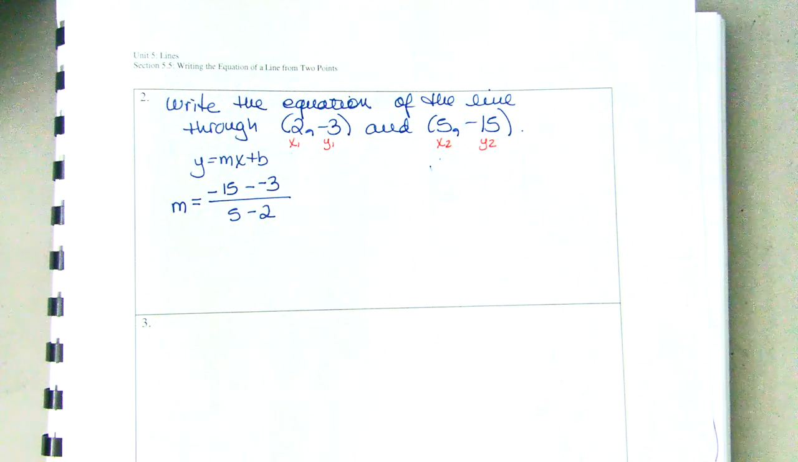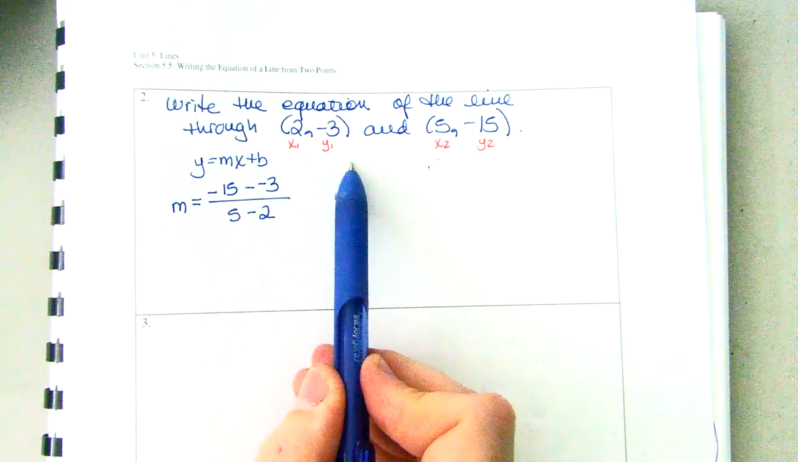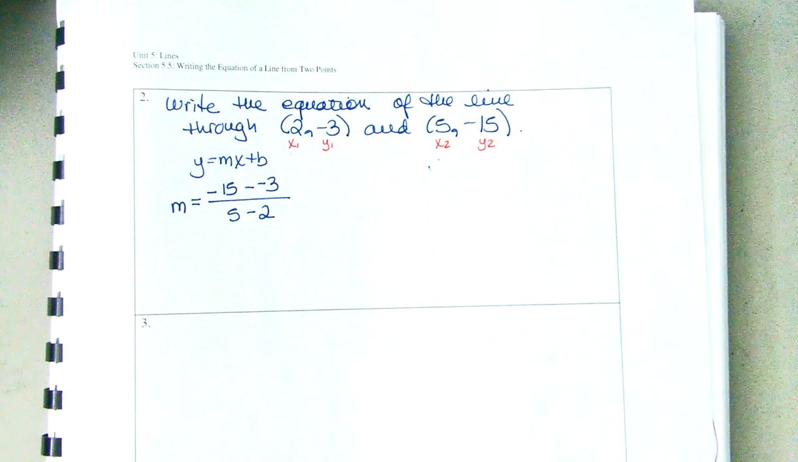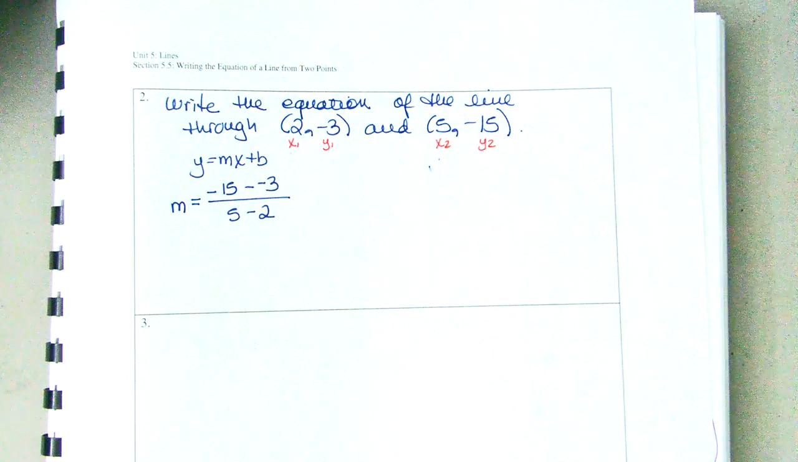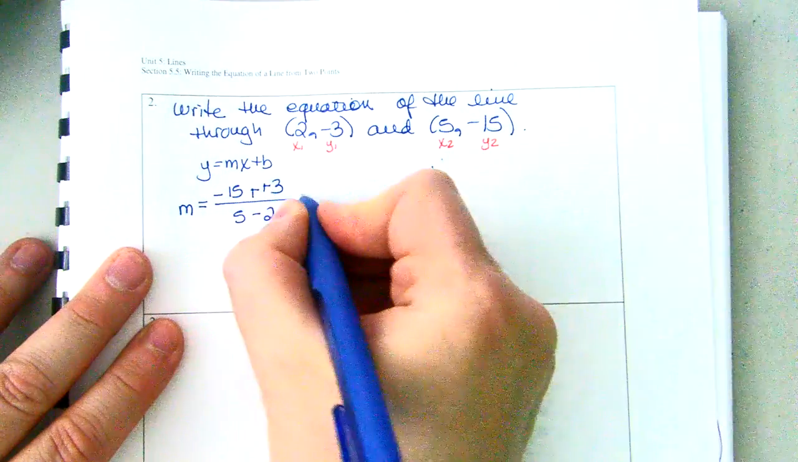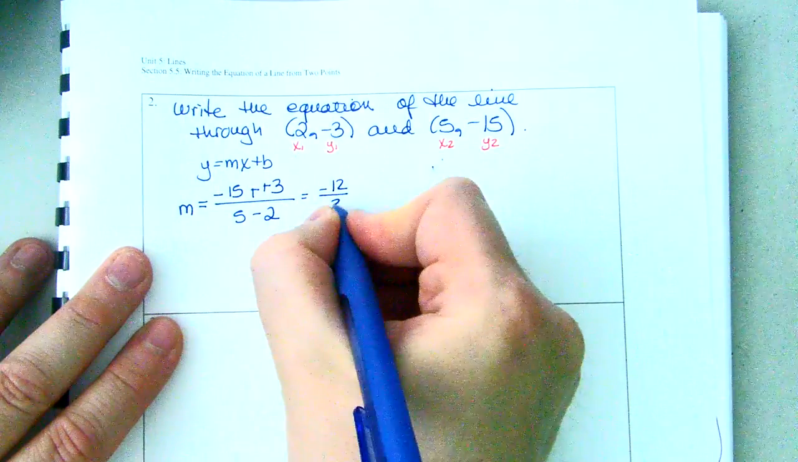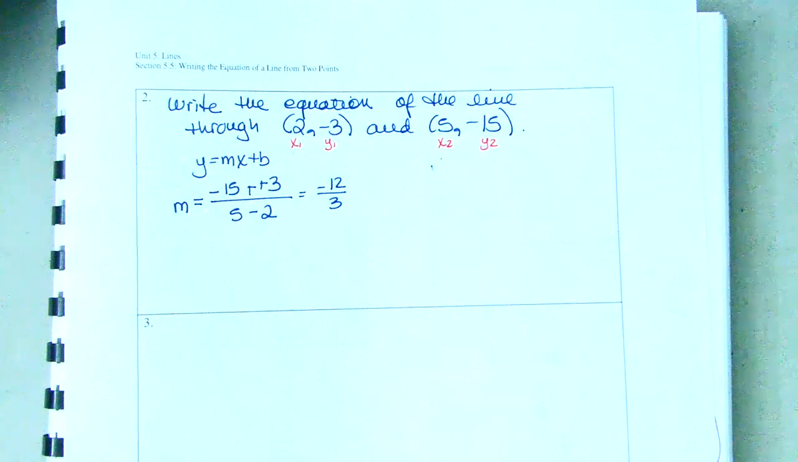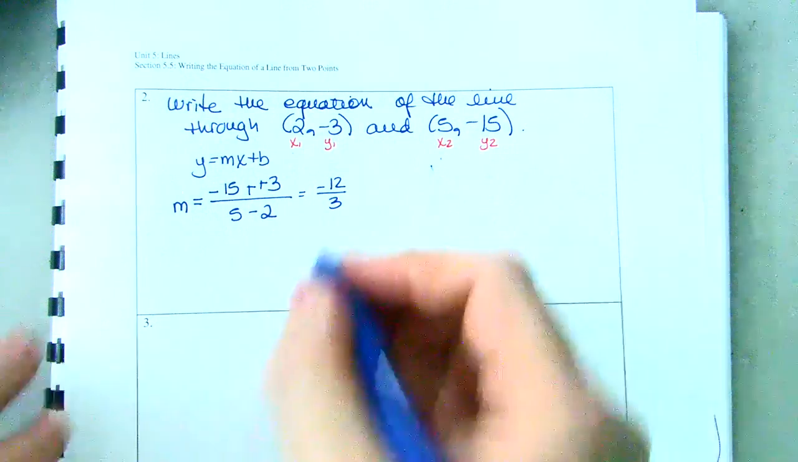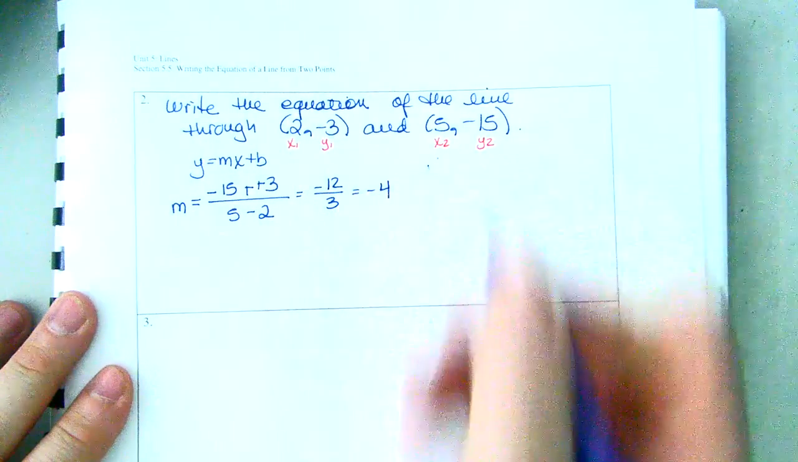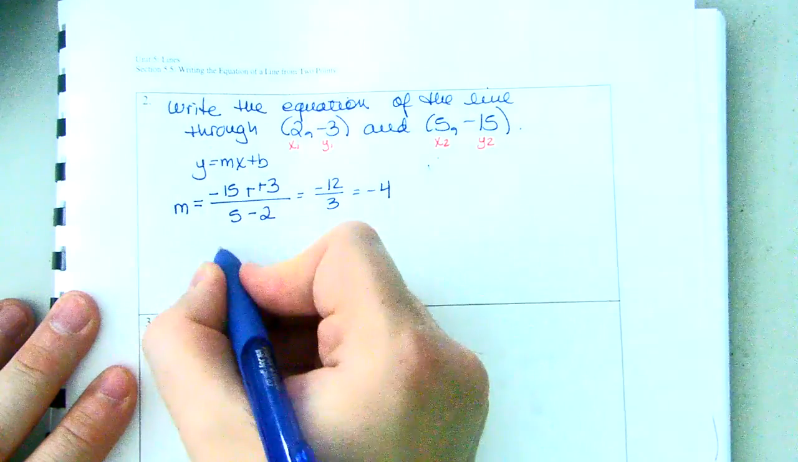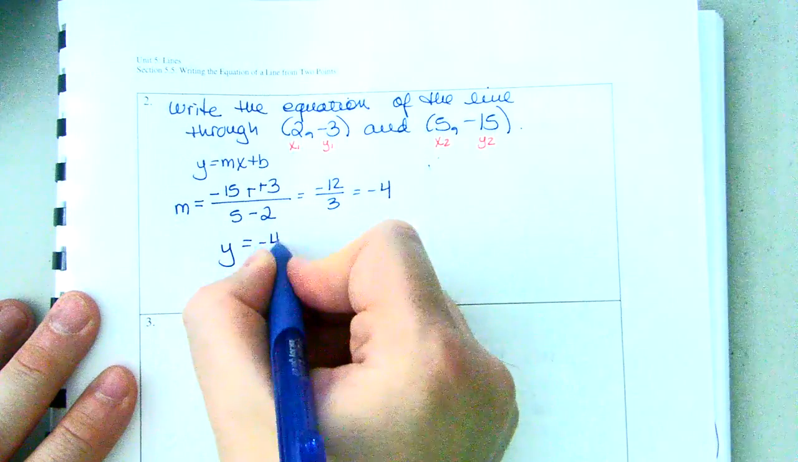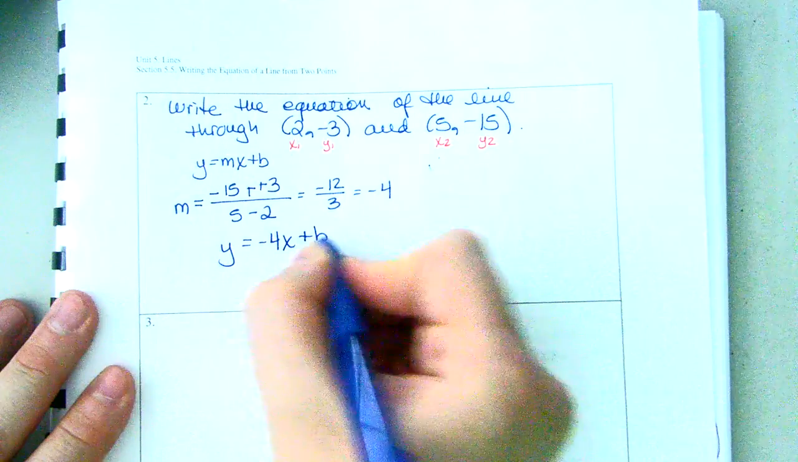This is what Ilya was talking about yesterday. He always wanted to switch the points to make the x2, y2 first. Totally fine. As long as you're consistent, as long as you always do it that way, you'll be okay. If we're doing it my way, negative 12 on the top over 3 on the bottom. If you do it Ilya or Anna Julia's way, you're going to get 12 over negative 3. I don't really care, because either way, you're getting negative 4. Which means my equation is y equals negative 4x plus b.